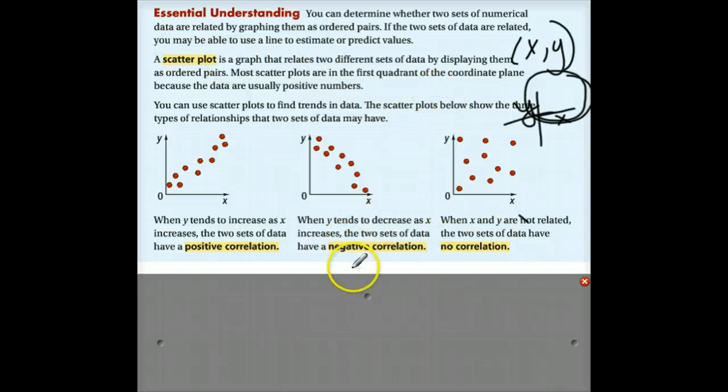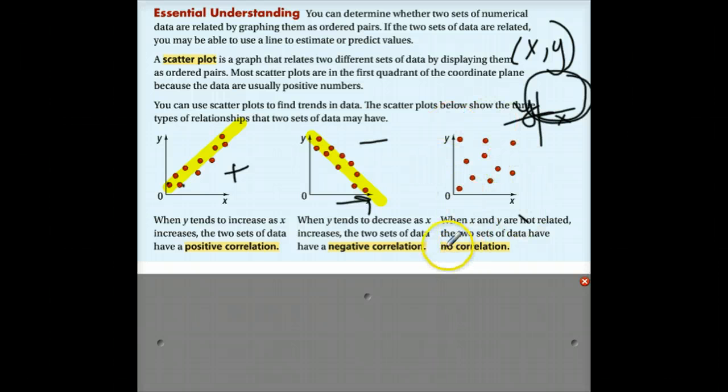So, below I have three examples of a scatter plot. The first one has a positive correlation. As you see, all the ordered pairs that are plotted move from the bottom left up to the top right corner. This would indicate a positive correlation. The middle graph starts in the top corner and goes down, just as if we had a negative slope. This is a negative correlation. Y tends to decrease as x increases.